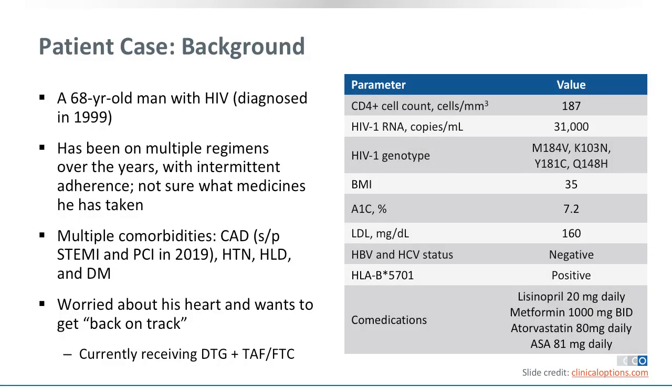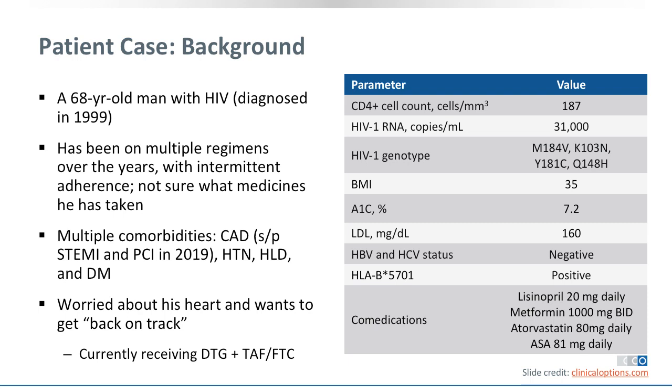So starting out with the patient case, we're seeing a 68-year-old man with HIV diagnosed in 1999. He comes into clinic. He's been on multiple regimens over the years with sometimes intermittent adherence. Not totally sure which regimens he's taken over the years. He's currently taking dolutegravir plus the combination of TAF and FTC. But he's worried a little bit about some of his comorbidities, and he wants to get back on track with his medications.